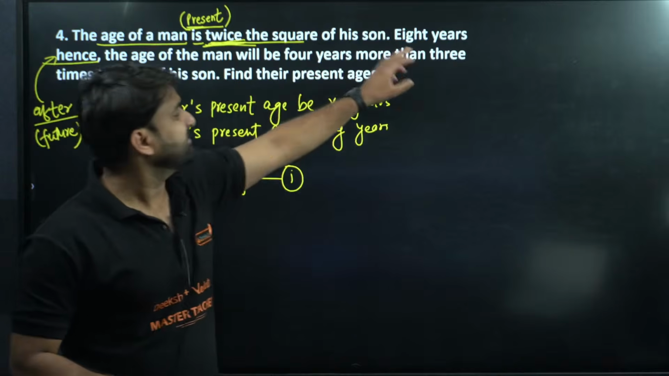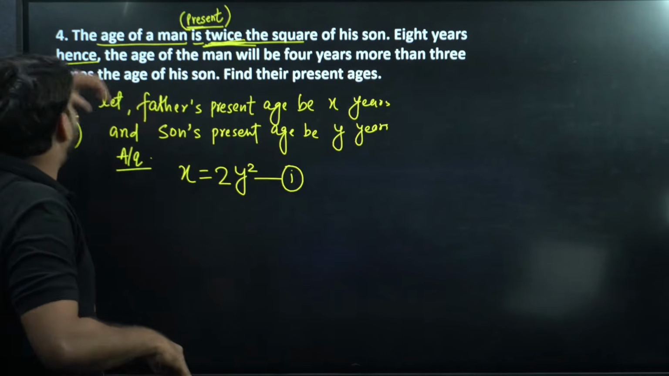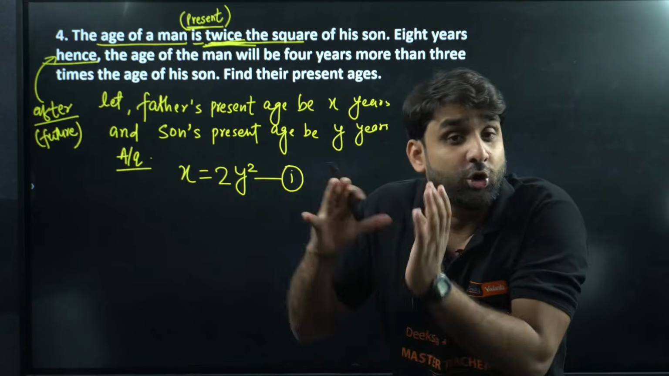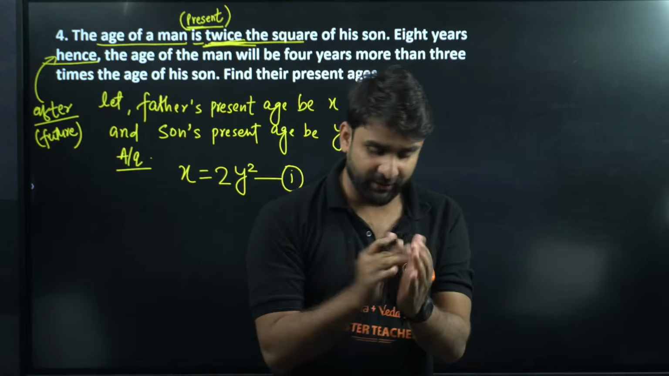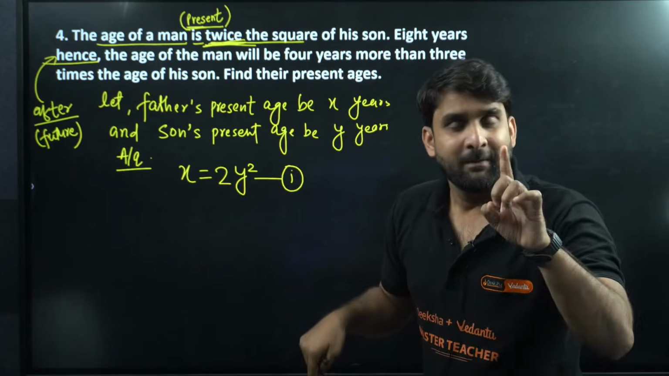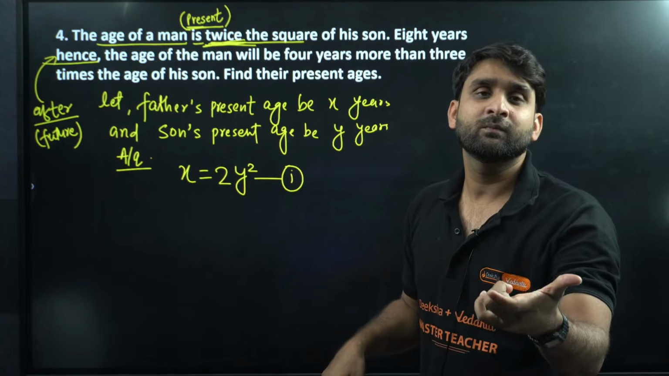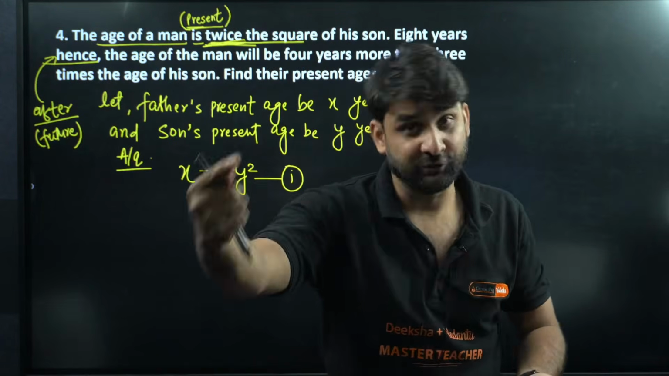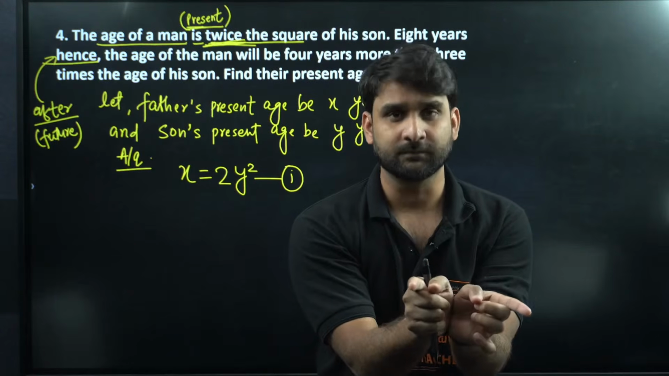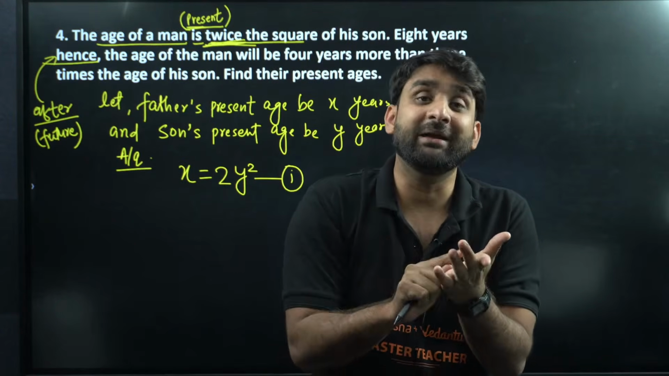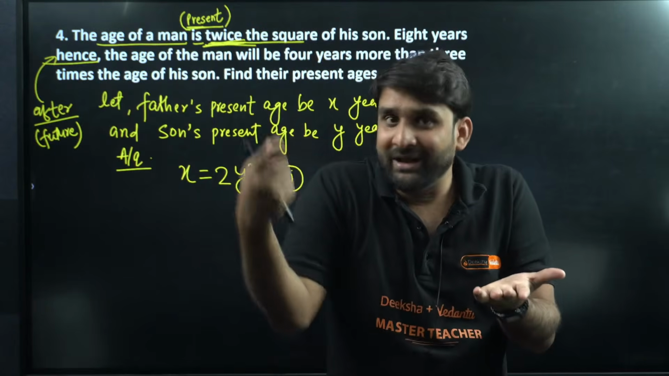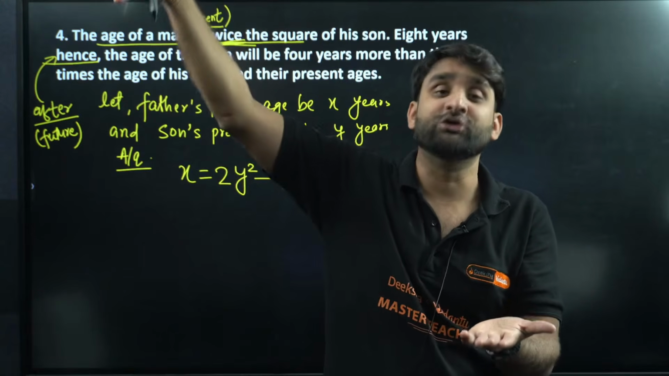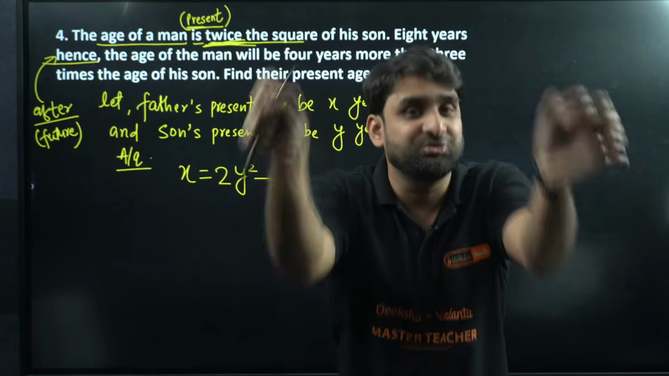Now read the second situation. 8 years hence means after 8 years. We are talking about the future. Here in this question, father and son both are human beings. So if after 8 years the father will be 8 years older, the son also will be 8 years older. If we are talking about 8 years in the future, both the ages will be increased by 8 years.